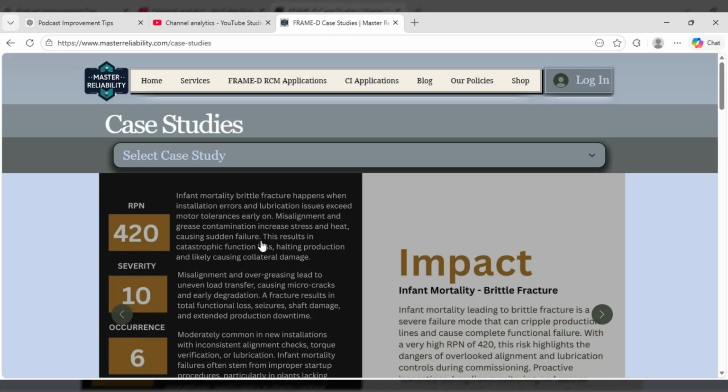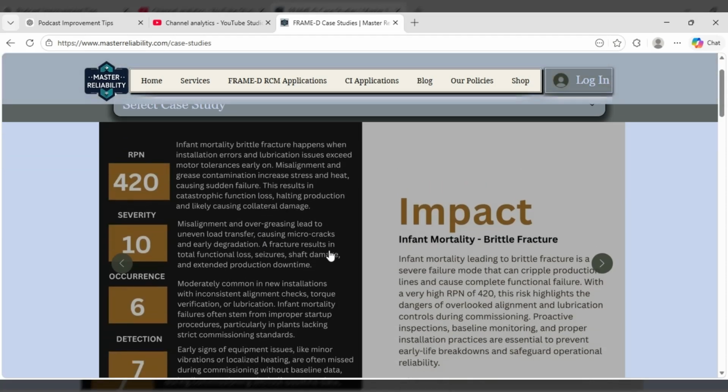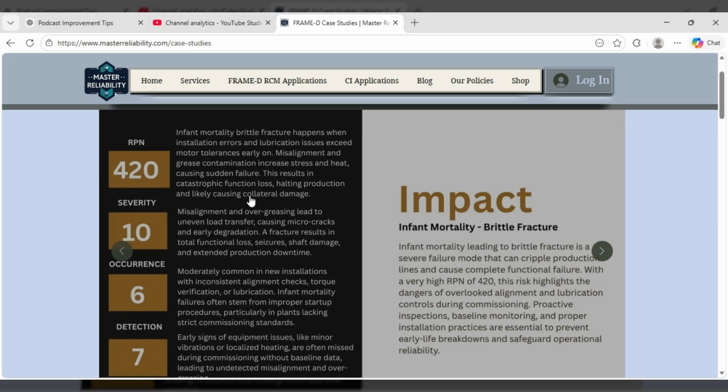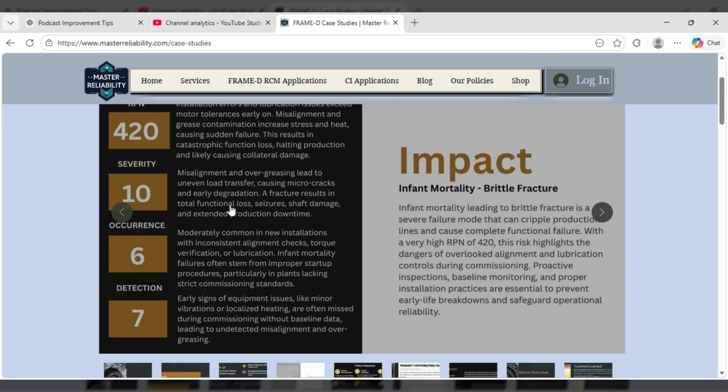Now we can look at the FMECA, which is a failure mode effect criticality analysis, and it has an RPN, which is a risk priority number of 420. That is very high. That is going to cause a huge break. It is going to cascade, and then it's going to cause the entire equipment and the line to go down. Severity of 10, it means it's huge risk. It has a huge impact. The occurrence is pretty high, and the detection is high, which means that we can detect it early on.